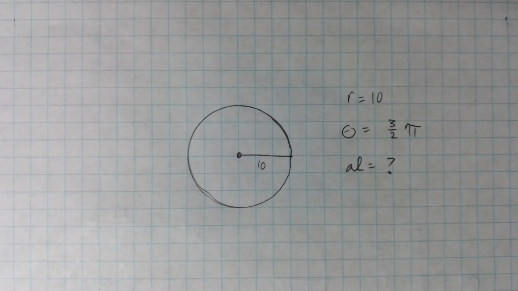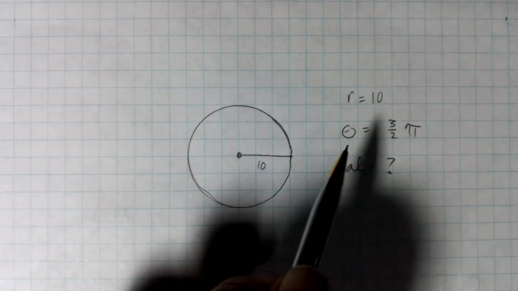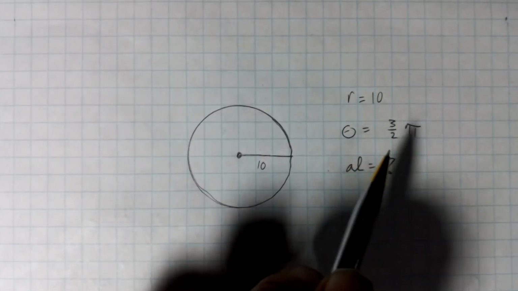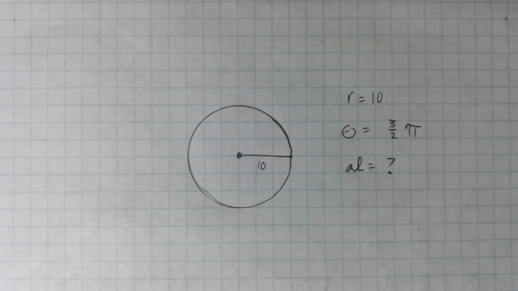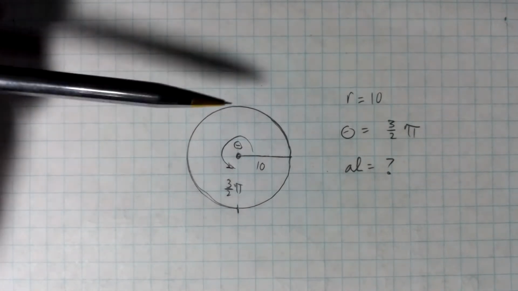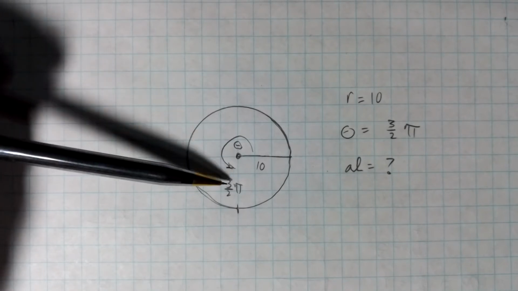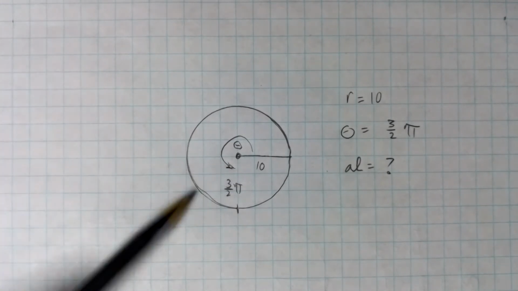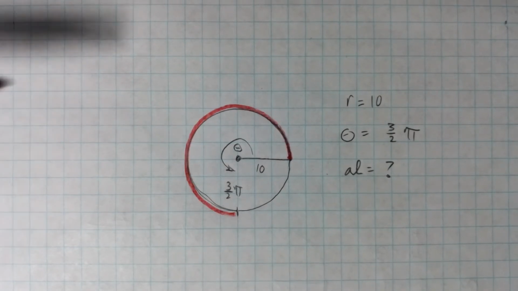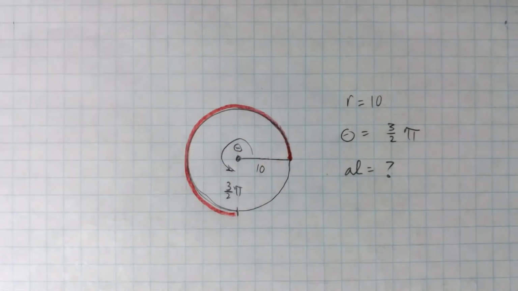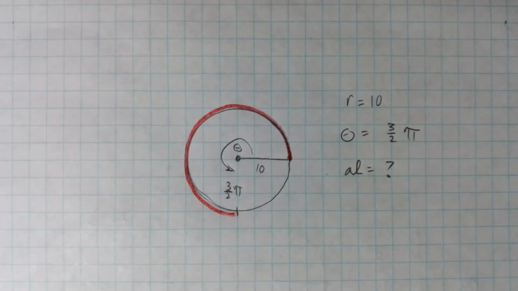Okay, here's our next problem. In this one, we're going to be asked to find the arc length. The radius is marked 10 for us. The angle of rotation is 3 over 2 pi. Here you have to recall your unit circle. You have to know your unit circle to be able to find that spot. In this question we're basically being asked, what is the length of the red line? That is the arc length.